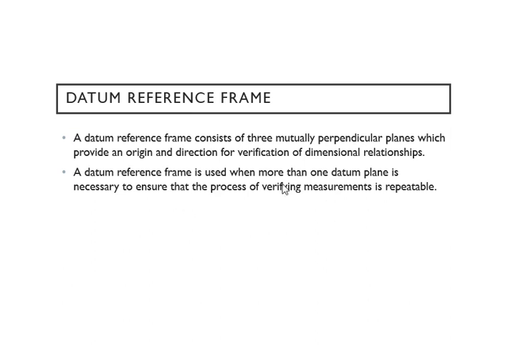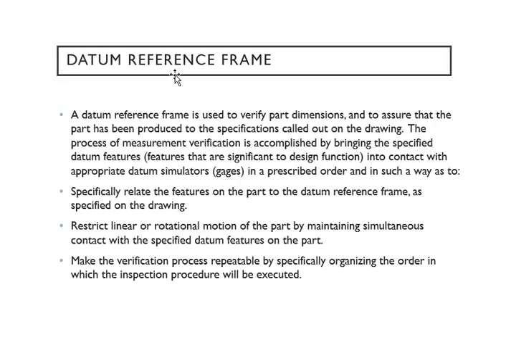And when you do it again and again, we use a different datum plane. That's what it's saying right here. So we're going to use the datum reference frame when you have more than one datum plane to verify your measurements. We're going to use that frame to verify the part dimensions. So what are you doing to verify the part dimensions? You make sure that the part has been made to the specifications on your drawing. That's just checking everything is okay in manufacturing.